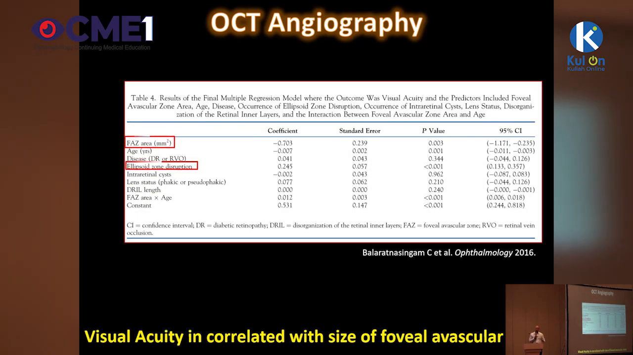So in this study I showed there's really only 2 indicators of long-term visual outcomes. One is whether you have disruption of the ellipsoid zone on OCT, and the other is whether you have an enlarged foveal avascular zone.